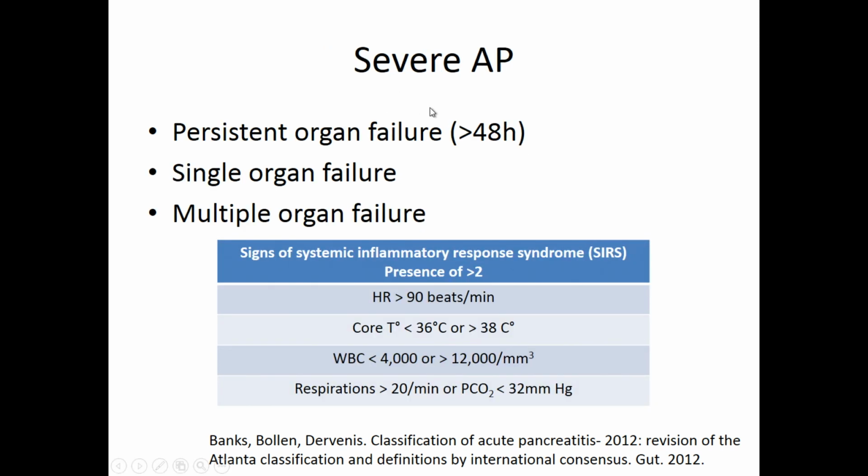And finally, the revised Atlanta classification defines severe acute pancreatitis as the presence of persistent organ failure lasting more than 48 hours. And you see here we're not including the presence or absence of local complication in this diagnosis of severe acute pancreatitis. Patients with single organ failure do better than others with multi-organ failure.